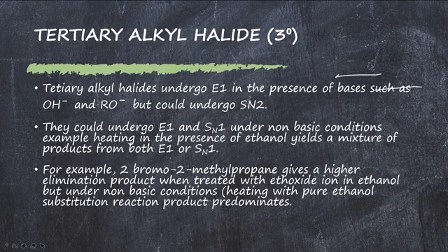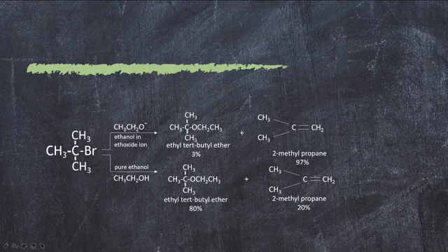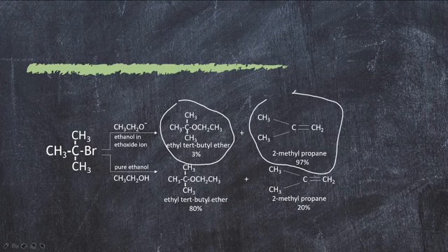Now, the example I'm talking about, this is it. This is 2-bromo-2-methylpropane, as we can see from the structure. When we heat with ethoxide ion in ethanol, we end up with a substituted product and an eliminated product. But as we can see, the ethyl tert-butyl ether, the substituted product, becomes less dominant. Only 3% will be formed, while the eliminated product, 2-methylpropene, becomes more dominant compared to the ethyl tert-butyl ether.